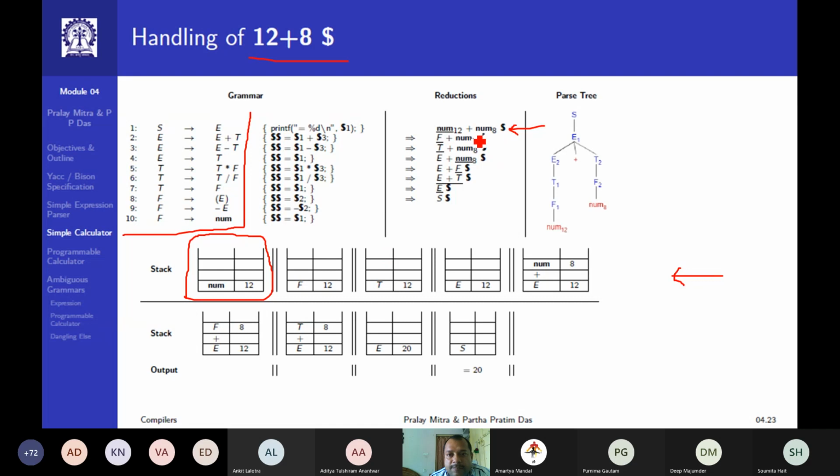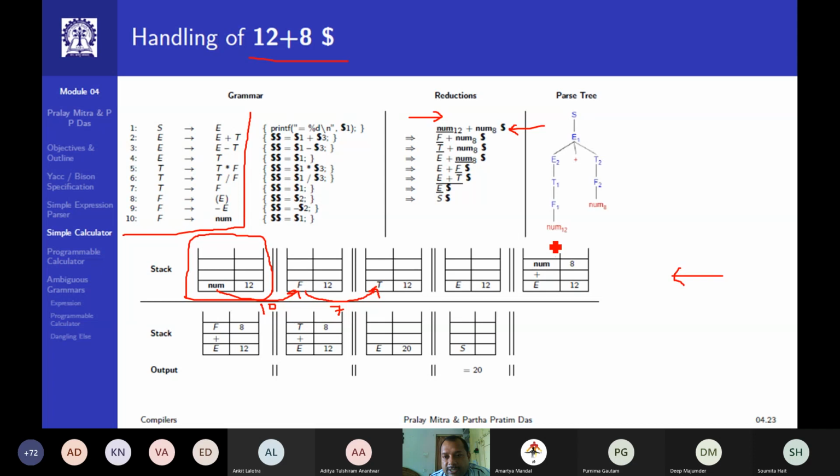Now when it is num12 plus num8, then I'm scanning from left to right. I see num12. It is num. So num will reduce to F. So here in my stack, you see num has converted to F. No change on the value 12. Then when it is converted to F, following production rule 7, I am converting F to T. So the first one, num to F, was following production rule 10. This is following production rule 7, F to T. No change on 12.